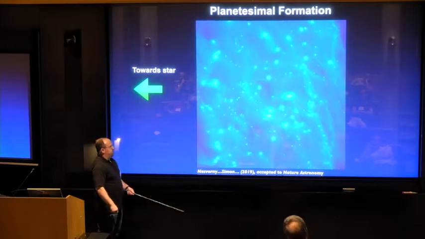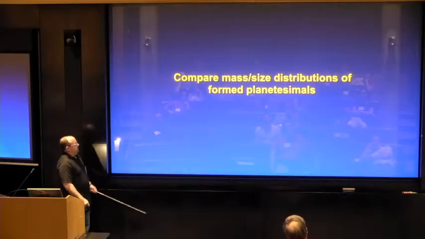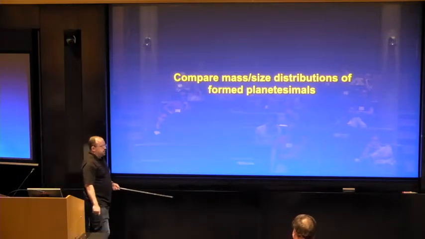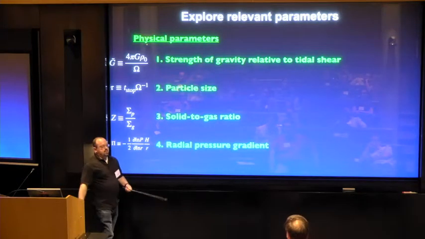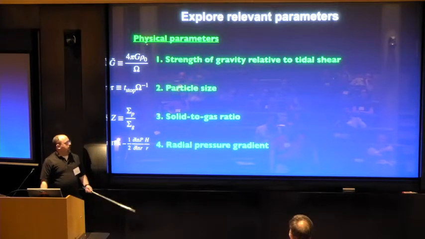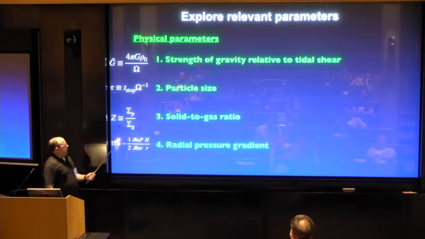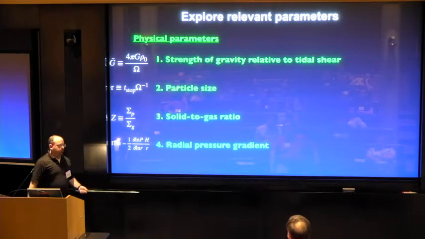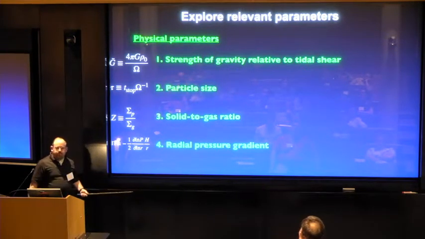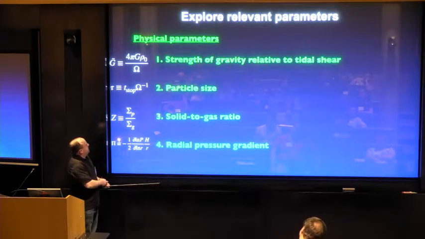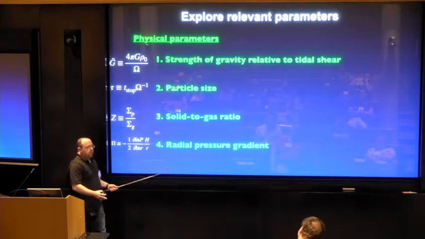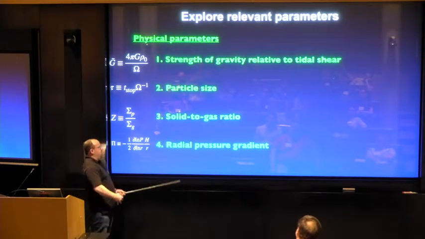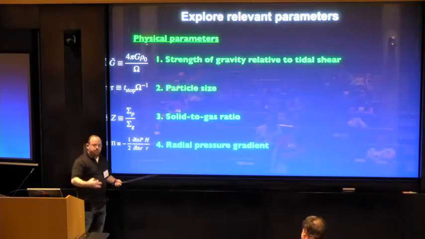We look at their properties. And again, one of the best things to do is compare the mass and size distributions of those formed in our simulations to those in observations. But as a true theorist, I have to think about the relevant parameters. That's always what we want to do. And we like to make dimensionless ones so that we don't care about units too much. And there are four relevant physical parameters that control the outcome of this whole system.